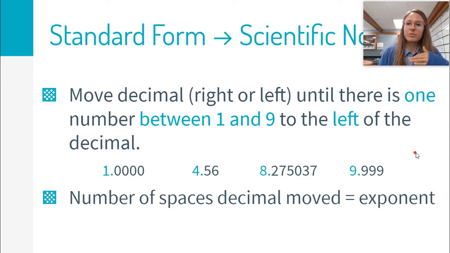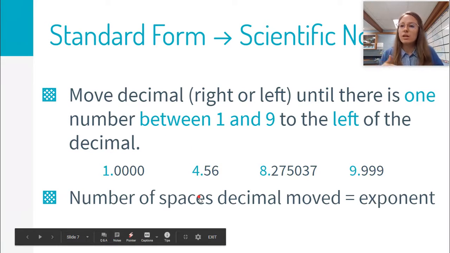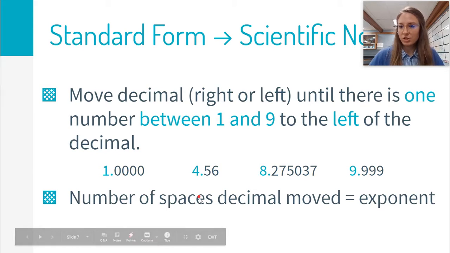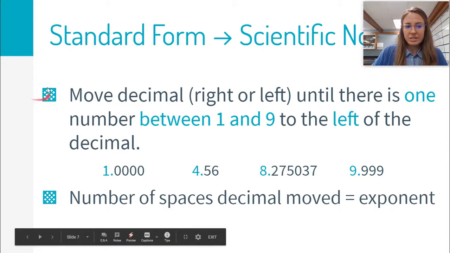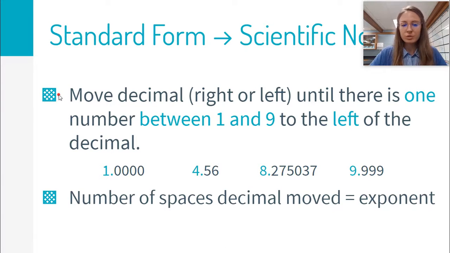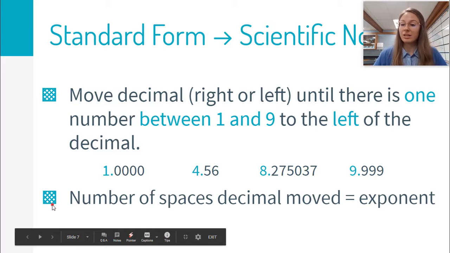Now, we can also go from standard form into scientific notation. The way that we convert numbers from standard form into scientific notation is simply by moving the decimal either to the right or the left until there is one digit between 1 and 9 to the left of the decimal. And then based on the number of spaces and the direction that you moved, that is going to determine your exponent. Okay, so this bullet here is telling you how to get your capital N in that general equation on the first slide that I showed you. And this bullet is showing you how to get the little n.